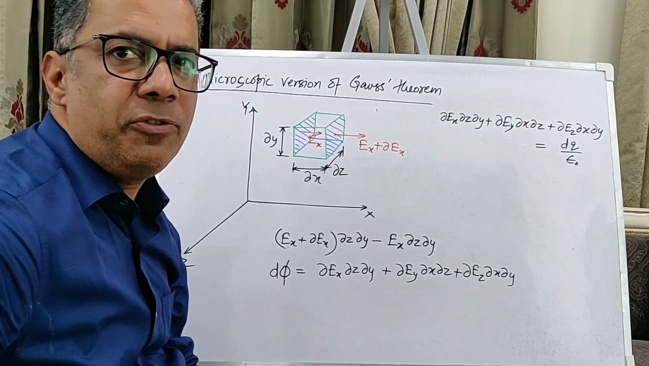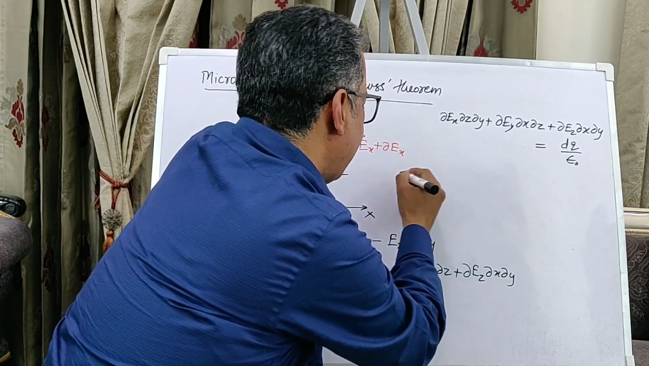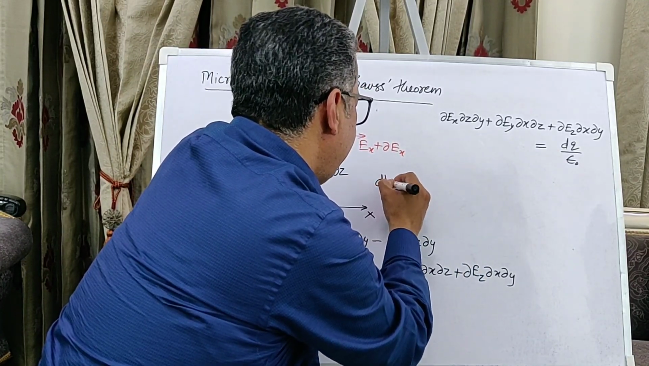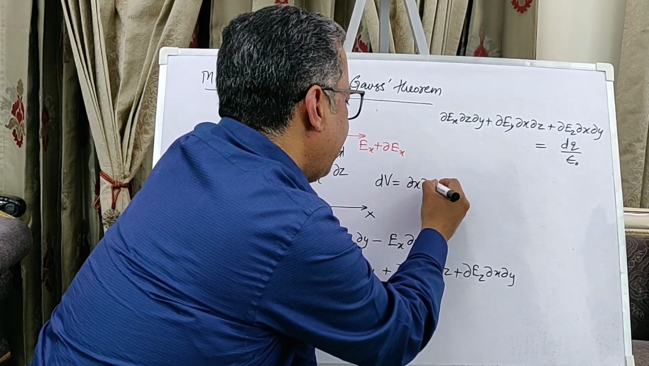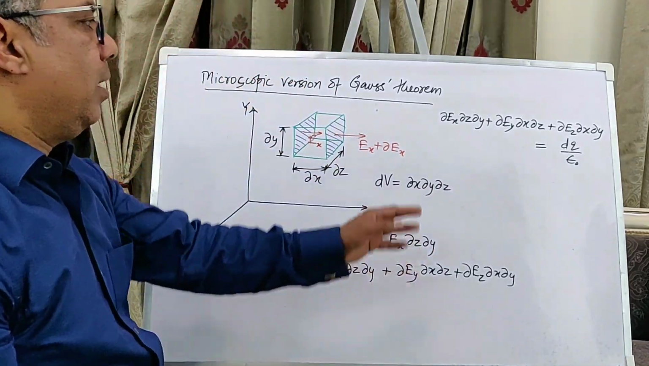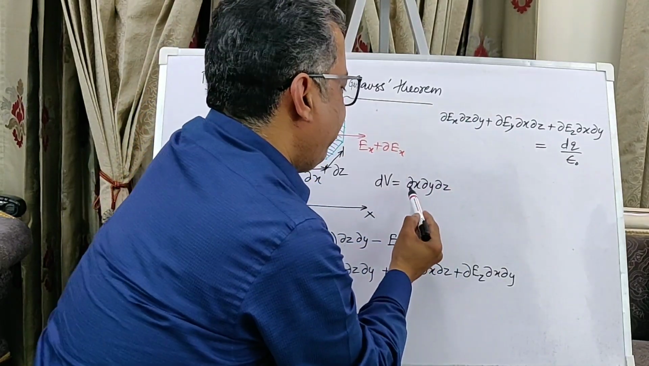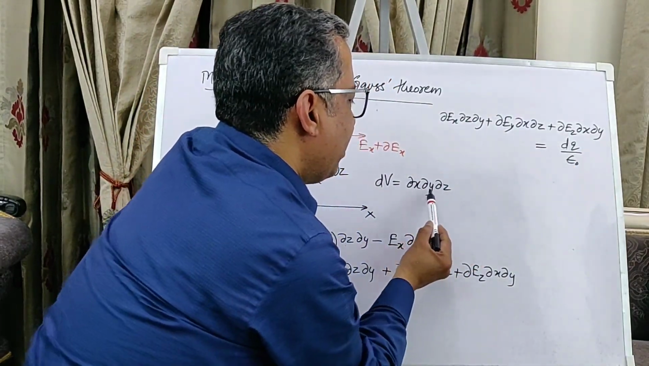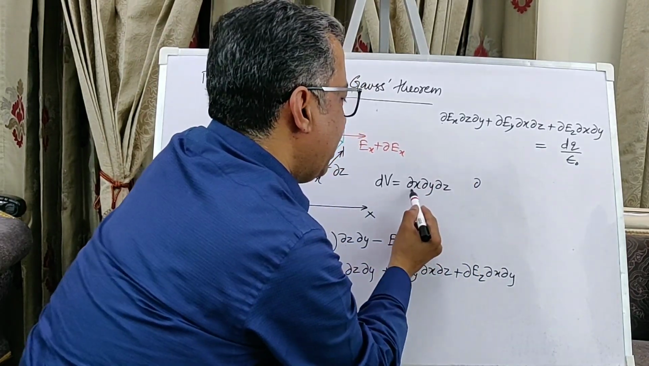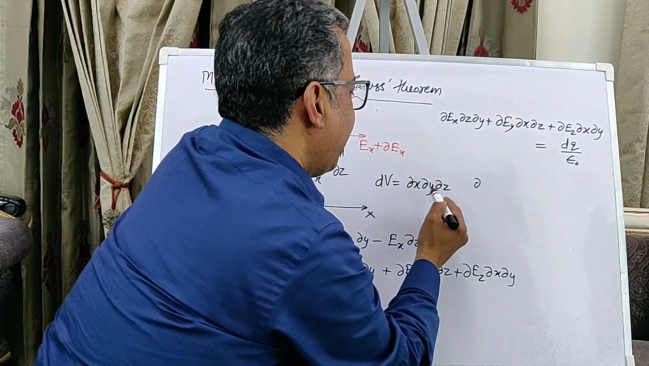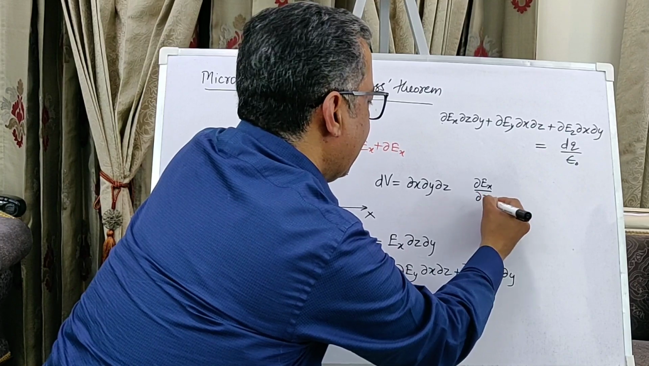The volume of the cube is del x, del y, del z. We divide by the volume on both sides. Remember, the volume dV equals del x, del y, del z. So we now divide both sides of the equation by this dV, and when we divide these terms by del x, del y, del z, del y and del z cancel out, and we are left with del Ex by del x.